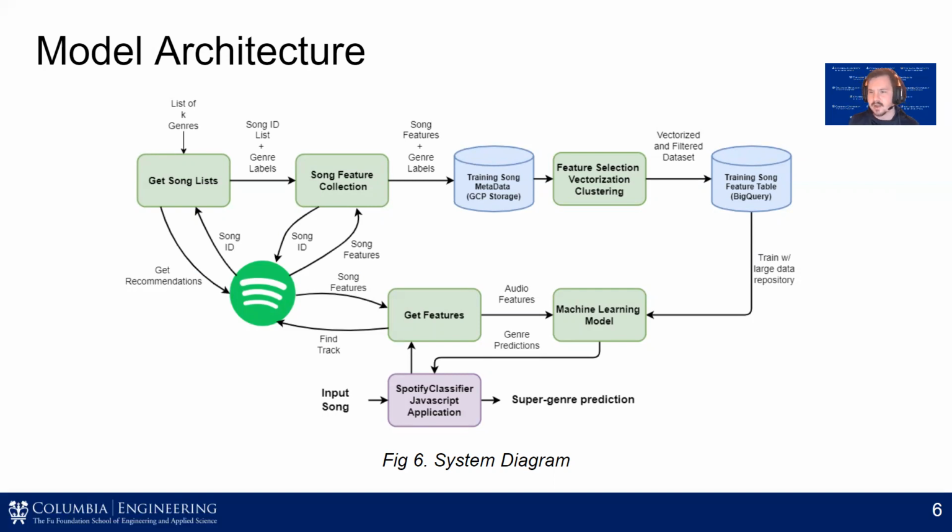So this is kind of the high level overview. In green, you've got scripts. In blue, you've got data storage in cloud computing. And purple would be an application for the user.